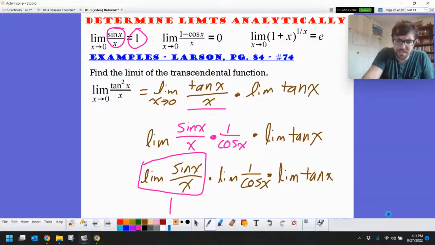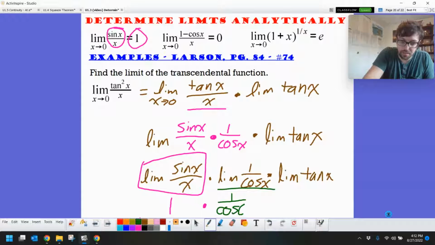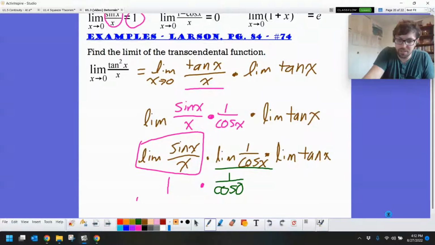Can I direct substitute the other ones? This next limit would just be 1 over the cosine of 0. So what is the cosine of 0? Well, the cosine of 0 is 1. Okay, that's just 1 over 1, so that's just a 1. Great.